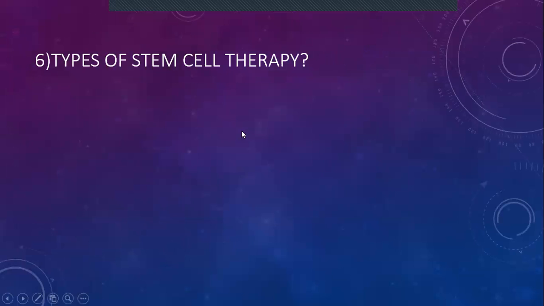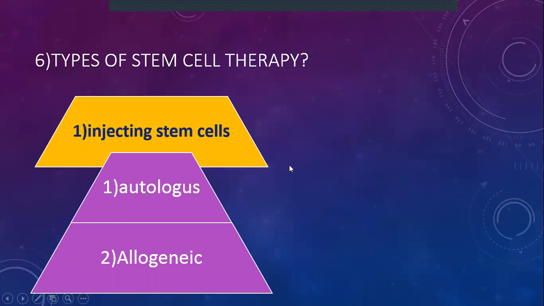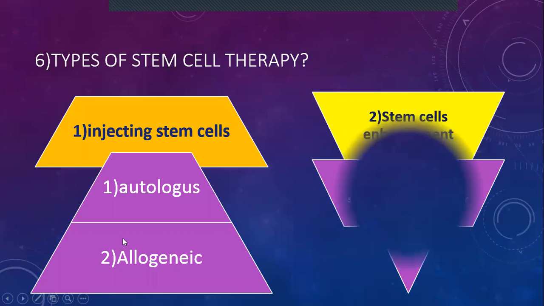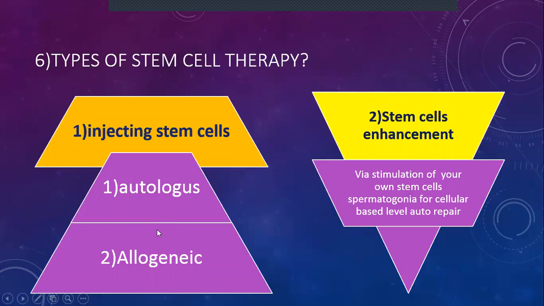Next, the types of stem cell therapy. Number one, you inject in stem cells. You inject it. It is autologous. It is from the same patient. Or allogeneic is from another person. And this number one, actually, I have been working in the stem cells field for a long time, so I don't believe in number one at all.